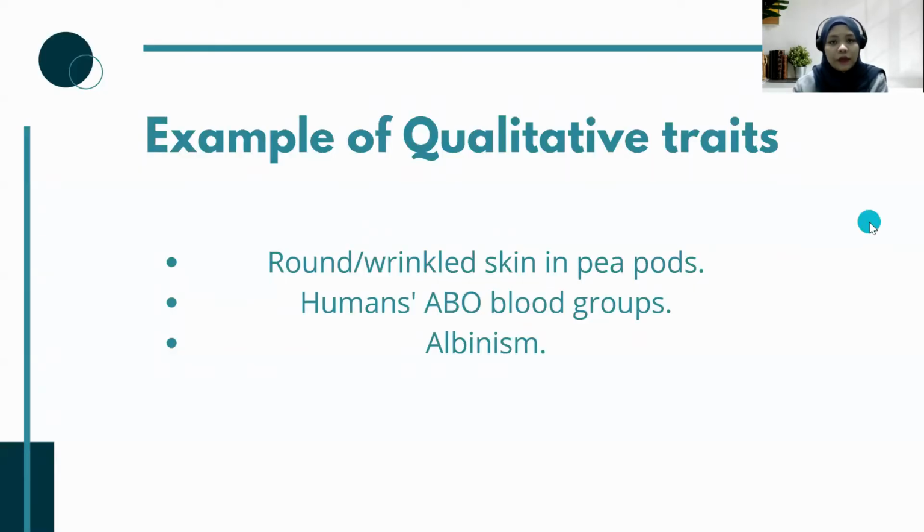Next are examples of qualitative traits, such as round or wrinkled skin in peas, human ABO blood groups, and albinism. Next, I'll pass the slides to Fabira to explain about the quantitative traits. That's all for me. Thank you.